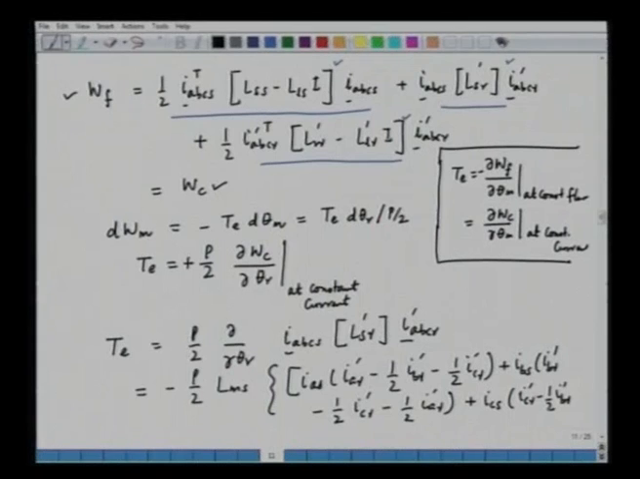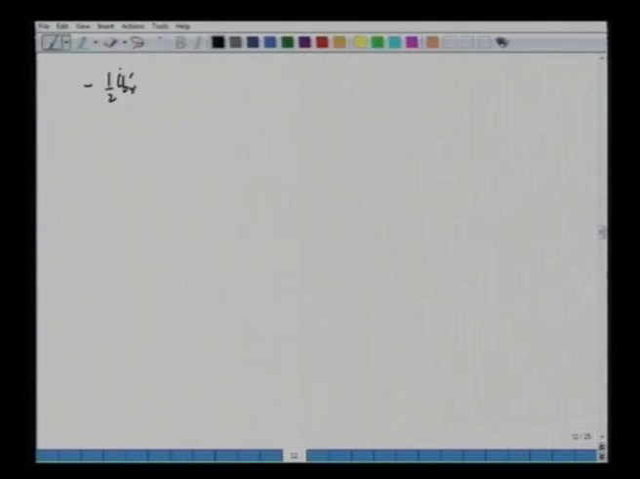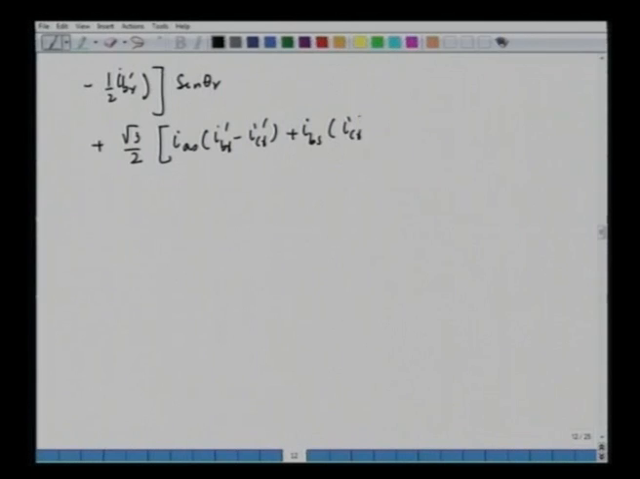This is i_cr prime minus half i_ar prime and then minus half i_br prime, multiplied by sine of theta r, plus root 3 by 2 into i_as into i_br prime minus i_cr prime plus i_bs into i_cr prime minus i_ar prime plus i_cs into i_ar prime minus i_br prime, into cos of theta r.